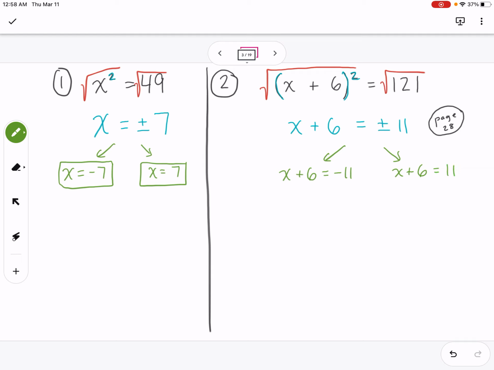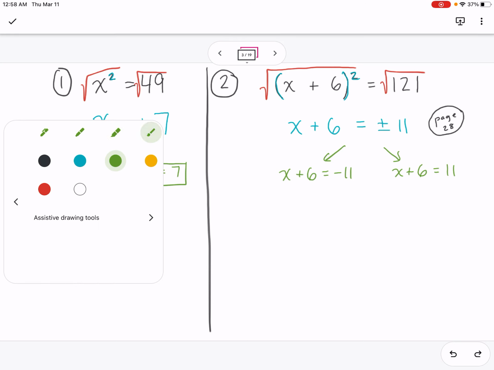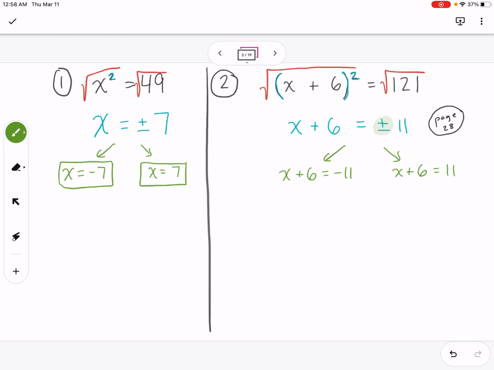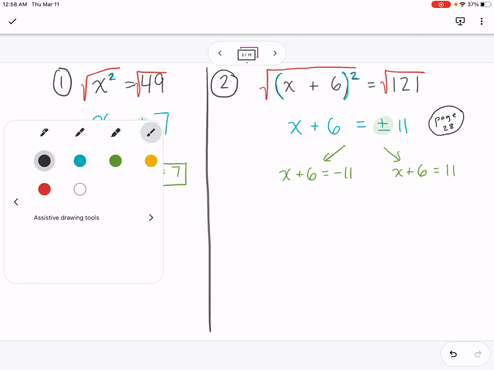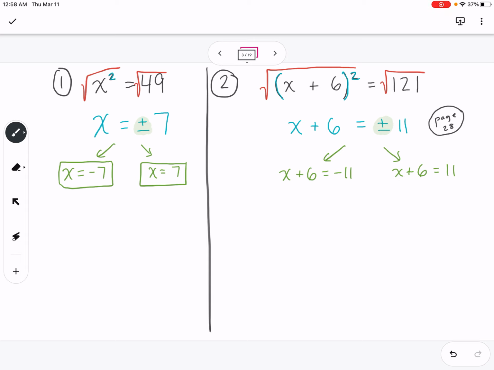So whenever you see this symbol right here, that's when you're going to split into 2 equations. When you take the square root, you get this symbol, plus or minus, and then you split into 2 equations. Now, in this case, my x is not by itself yet, so I'm not done.